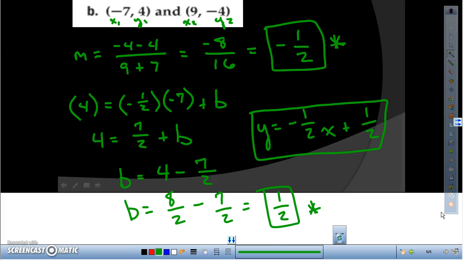I'd like you to now attempt guided practice 3a in your textbook. Write the equation in slope-intercept form, and then go ahead and graph it as well. And again, we'll take a look at that together Monday in class.